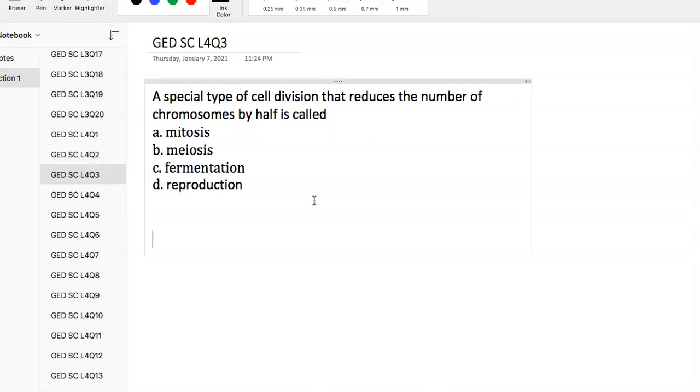Q3. A special type of cell division that reduces the number of chromosomes by half. That is going to be our friend meiosis. Okay, and so we want to really be able to differentiate between meiosis and mitosis. I believe we have had a question on this in the level 3 exam. It was a mitosis question. This one is a meiosis question. So you don't really need to know a lot more than this.